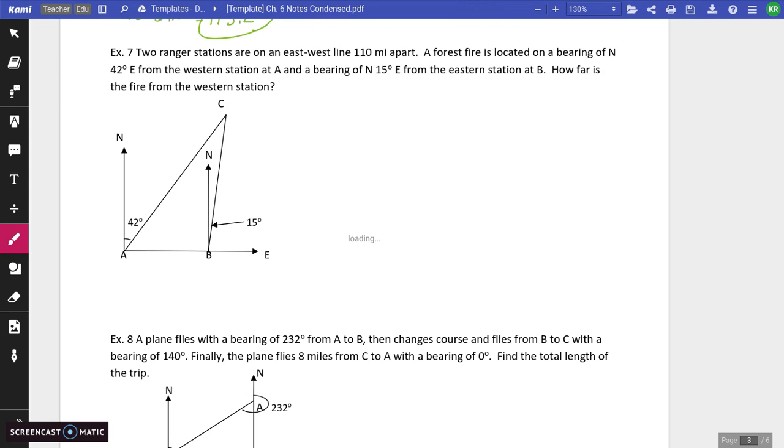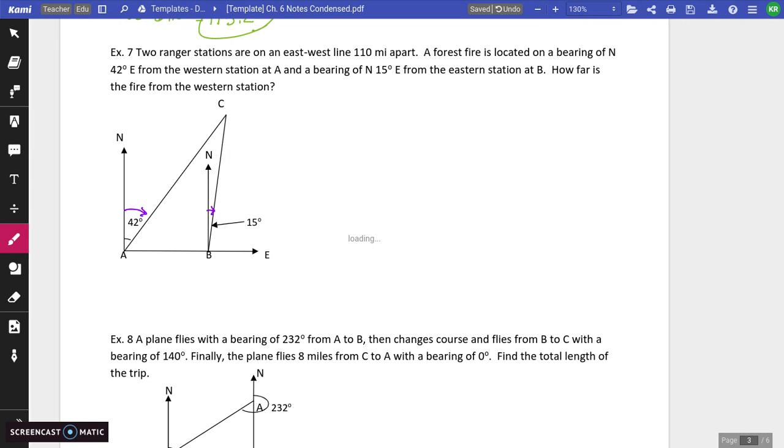Example 7: Two ranger stations are on an east-west line 110 miles apart. A forest fire is located on a bearing of north 42 degrees east from the western station at A. So here's our station A, north, and then 42 degrees towards the east, and a bearing of north 15 degrees east from the eastern station at B. How far is the fire from the western station?